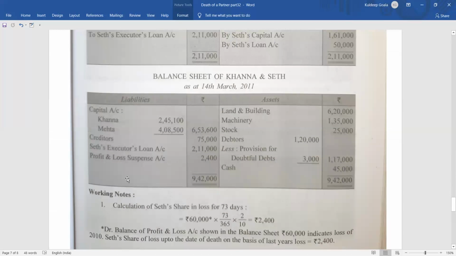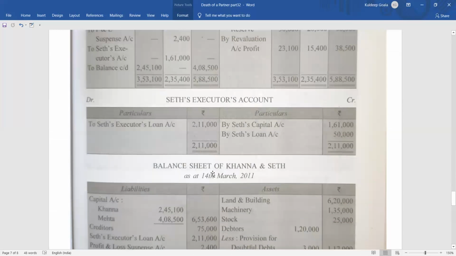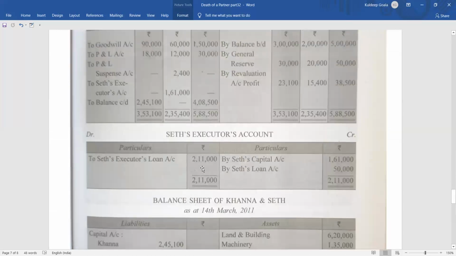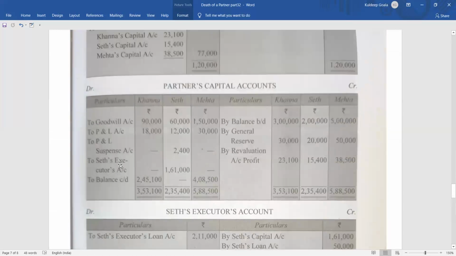We have profit and loss suspense account 2,400. This 2,400 is nothing but the profit and loss suspense account balance. Okay, we don't know exactly what is going to happen, so we are going to keep it. See, why are we keeping it on the liability side? Because this is showing a credit balance here, because the general entry we are already taking is for last year's profit. So how are we closing it?